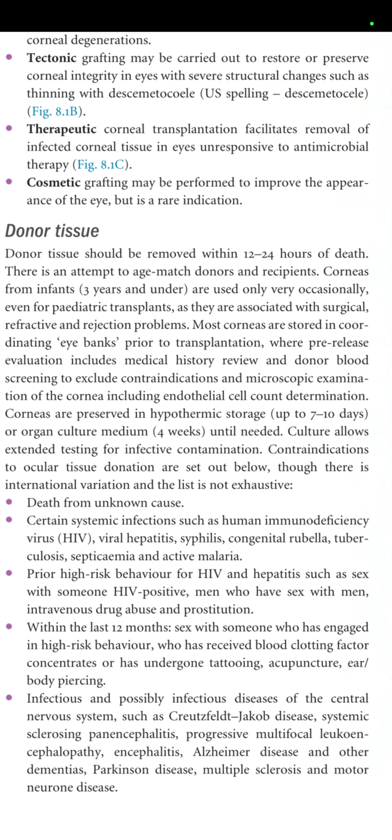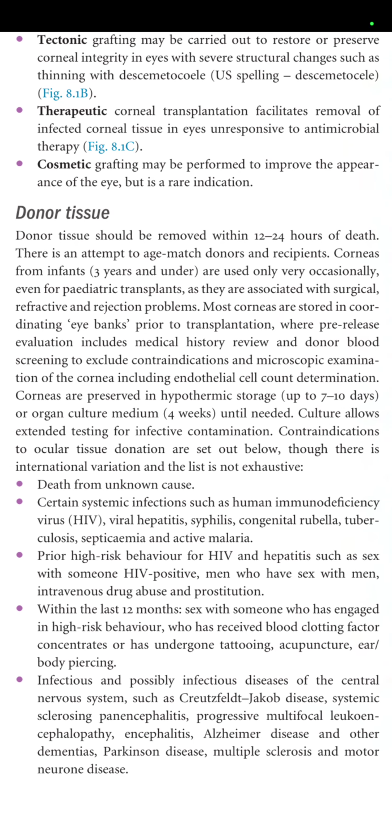Tissue should be removed within 12 to 24 hours of death. There is an attempt to age match donor and recipient. Corneas from infants 3 years and under are used only very occasionally, even for pediatric transplant, as they are associated with surgical, refractive and rejection problems. Most corneas are stored in coordinating eye banks prior to transplantation, where pre-release evaluation includes medical history review and a donor blood screening to exclude contraindications, and microscopic examination of the cornea, including endothelial cell count determination.